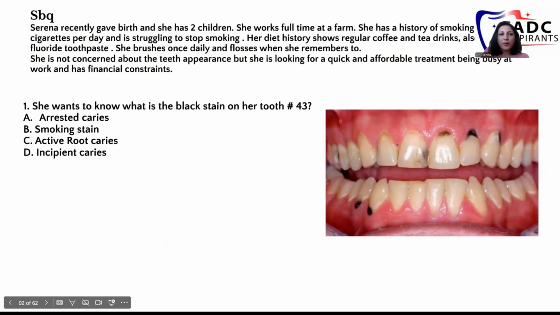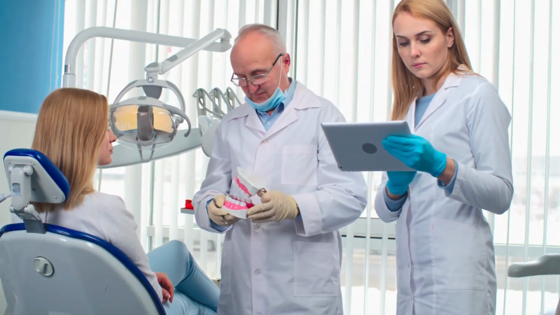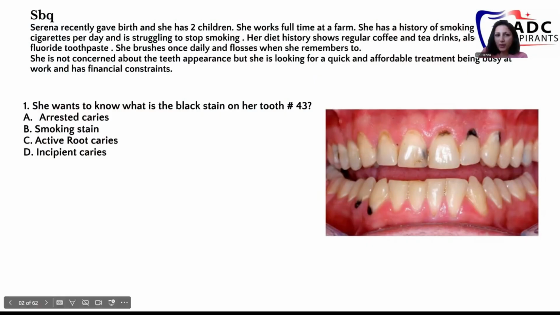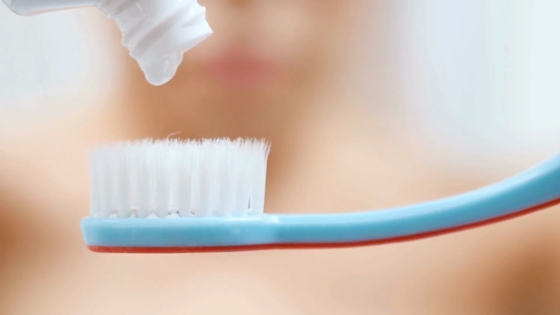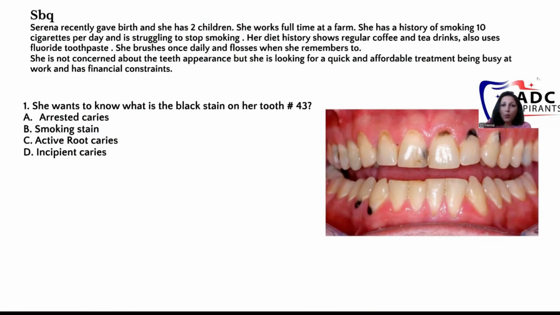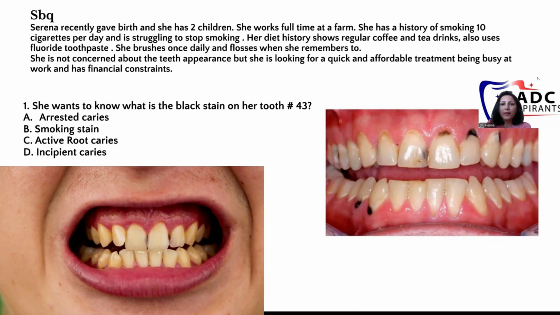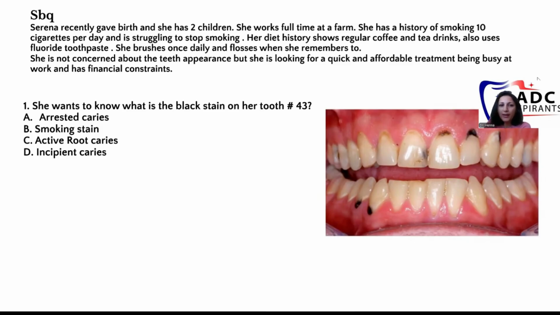So we've got a scenario here where we have a female patient, Serena. She's recently given birth and she has 2 children. She works full-time at a farm. She has a history of smoking around 10 cigarettes per day and she's struggling to stop smoking. The diet history shows regular coffee and tea drinks and also using fluoride toothpaste. She's brushing once daily and flosses when she remembers to. She's not concerned about the teeth appearance, but she's looking for a quick and affordable treatment, being busy at work, and also has certain financial constraints.